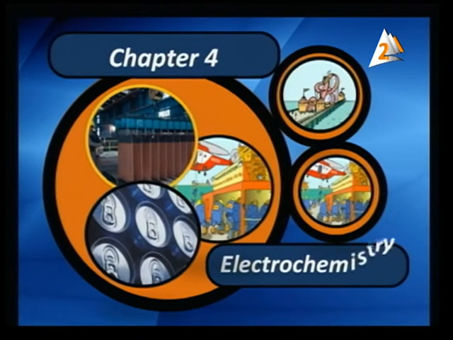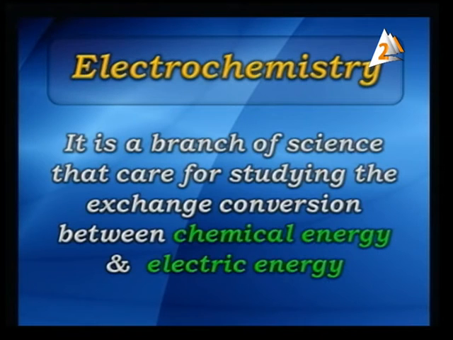Chapter 4, Electrochemistry. It's great and easy. Try to concentrate on this interesting chapter. It begins with the meaning of electrochemistry. What is meant by electrochemistry? It is a branch of science that studies the conversion between the chemical energy and the electric energy, from chemical to electrical.